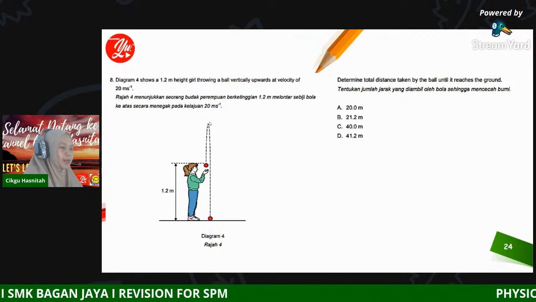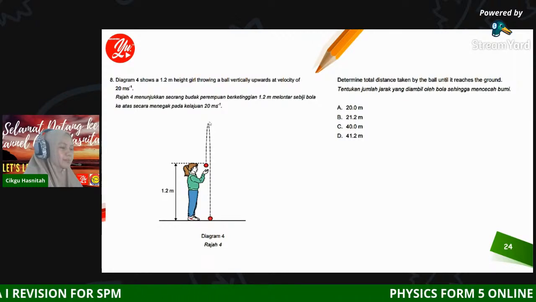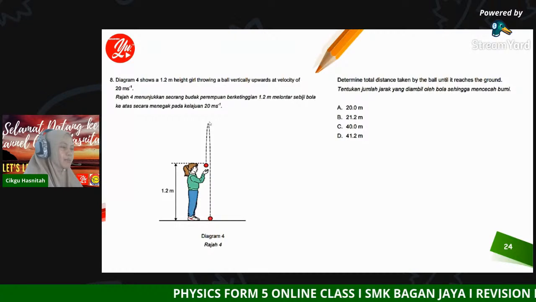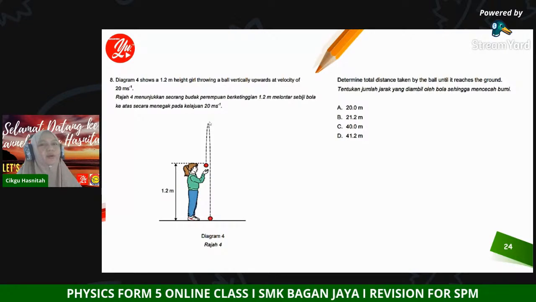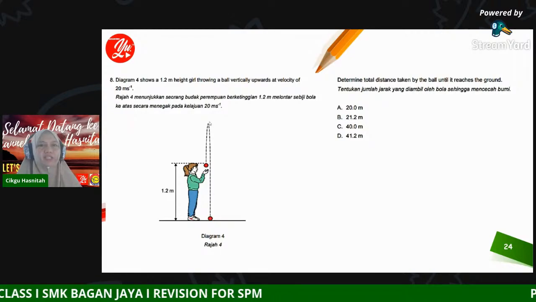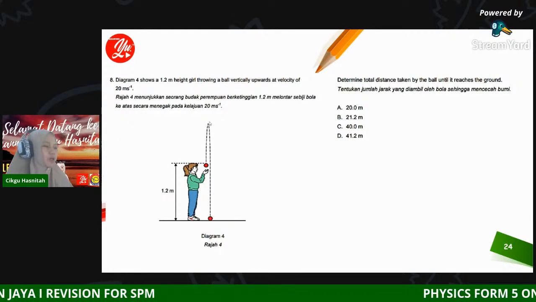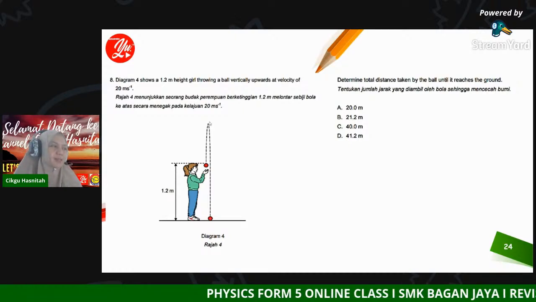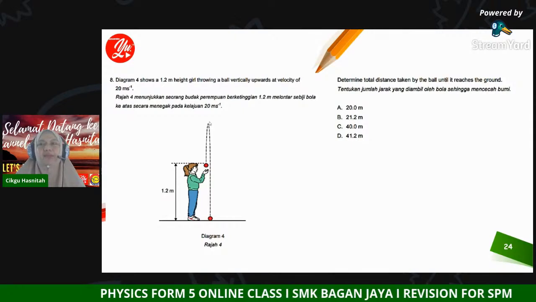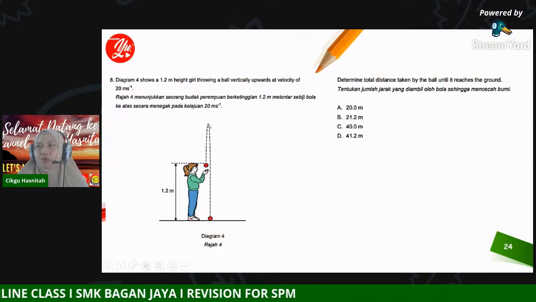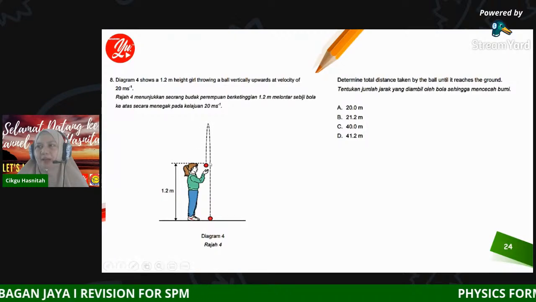Okay, please calculate the value for S. So you will get S is 20 meter, right? When you calculate V squared equal to U squared plus 2AS, you will find S is 20 meter. So it means 20 meter from this height, 20 meter upwards, and it also drops at the height of 20 meter here.